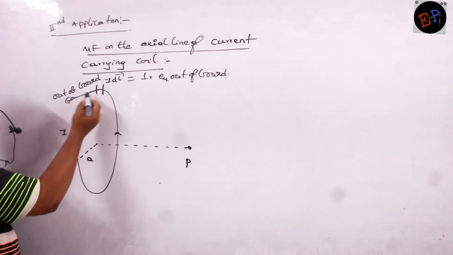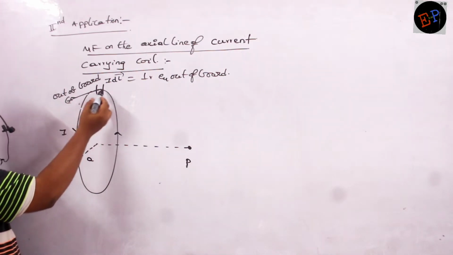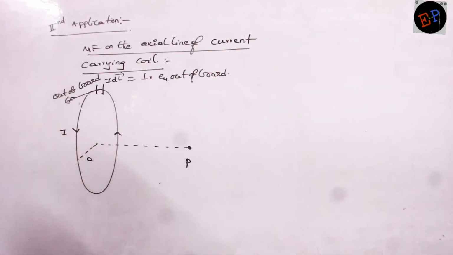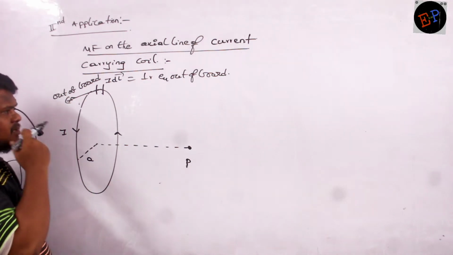So this direction I cannot draw outwards, so I am drawing like this. But it is not like this; it is perpendicular and out of the board. Okay. Now what is the next step I have to do?